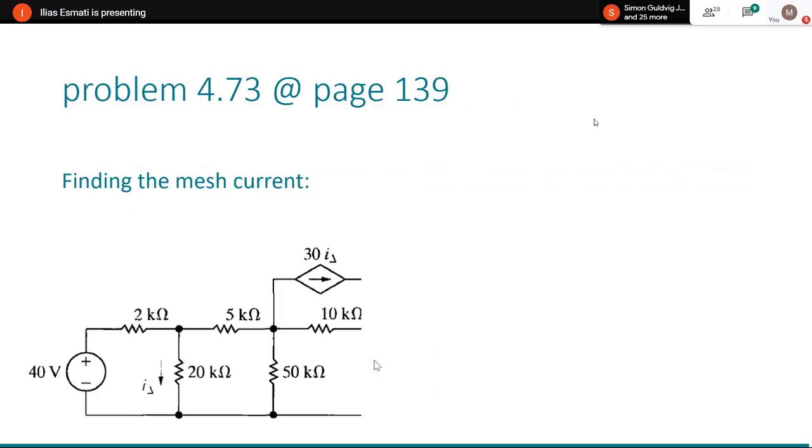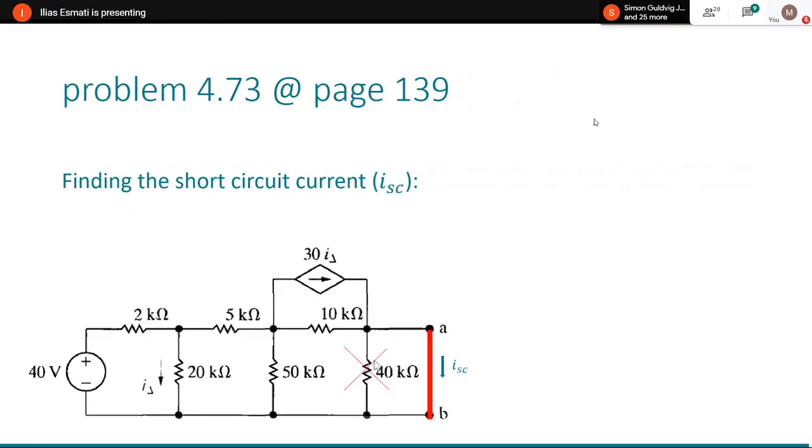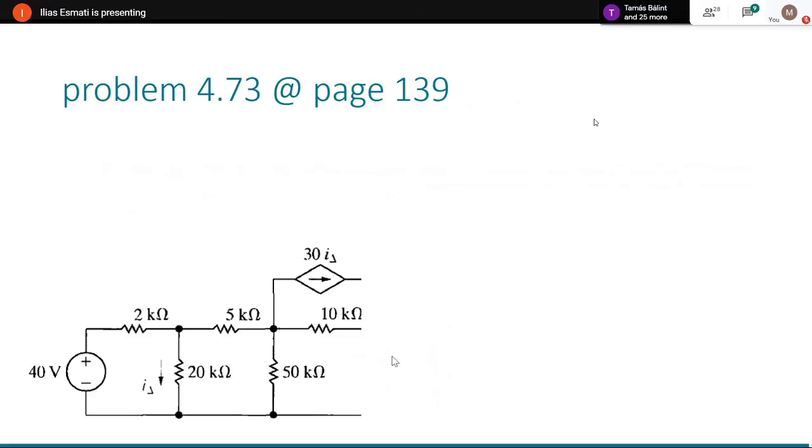Let's find the mesh current. Mesh current, what does it mean? Oh, by the way, if I remove this resistor, the circuit looks exactly like this. So there's no magic right now. I haven't done anything. I simply put the short circuit current, and the theory behind this we covered a month ago, so I'm not going through that one.